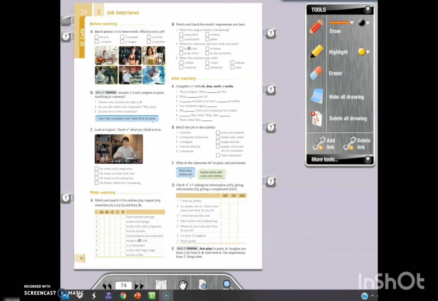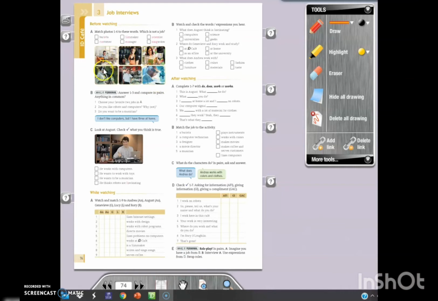It can be a manager. Manager. Then picture number 4, this one. Picture number 4, filmmaker. Filmmaker. Next picture, number 5. He's a customer. And picture number 6, he's a scientist.